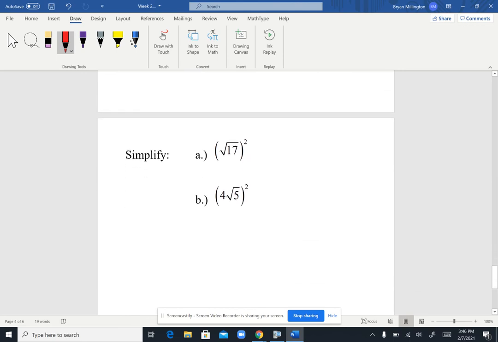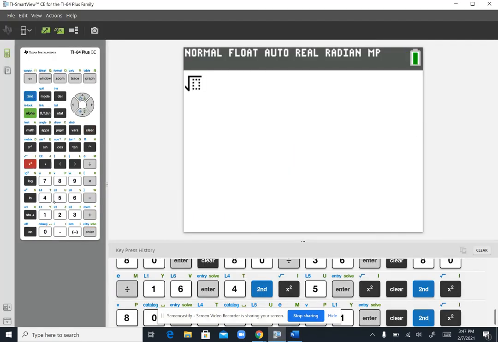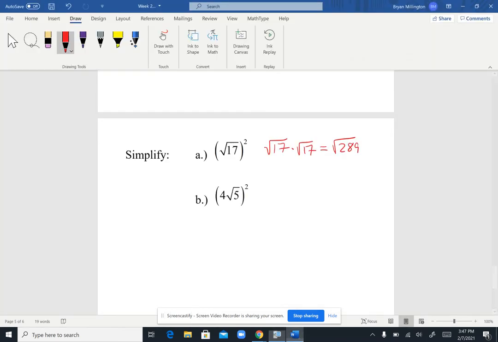All right. A couple more points here. Simplifying these things here, square root of 17 squared. When you square something, you're just multiplying it by itself, right? So square root of 17 squared means square root of 17 times square root of 17. Square root of 17 times square root of 17 is square root of, I think that's 289. And then what's the square root of 289? Square root of 289 is 17. So what happens is, the radical and the square act as inverses. They cancel each other out. So the radical goes away, the square goes away, so your answer is just 17.